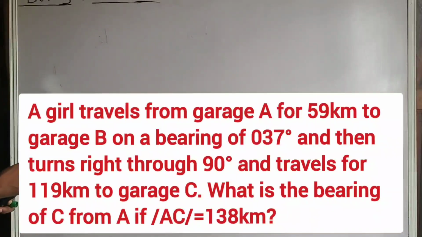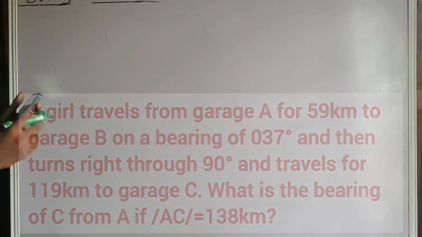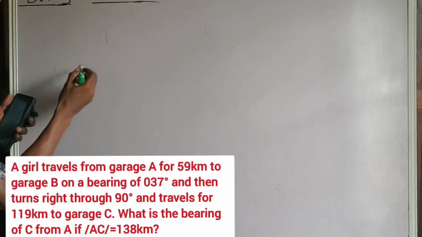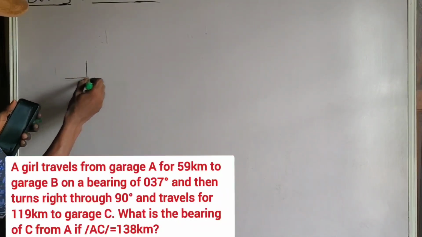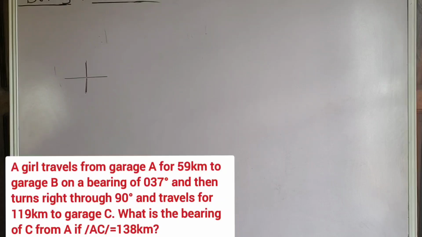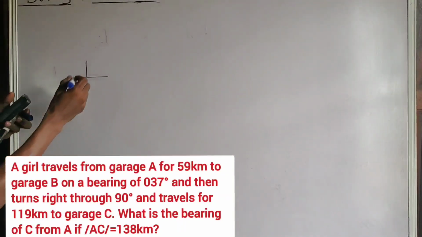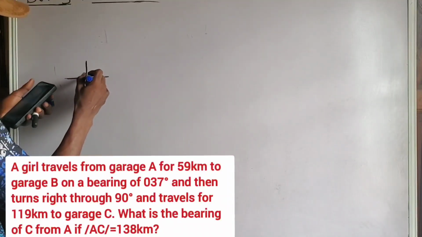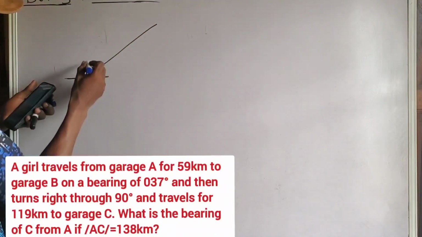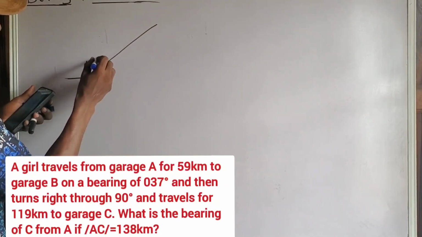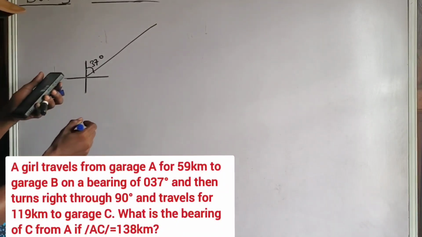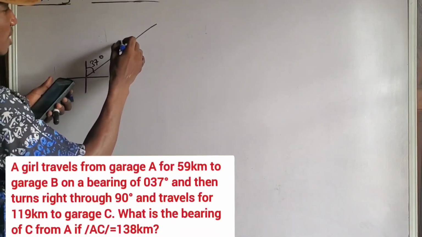Okay, let's start by drawing out the diagram that we have. The first step is to draw the diagram, so put the cardinal point. Then the bearing of garage A to garage B is 37 degrees, so 37 degrees will be along this side. And the distance is 59 km.